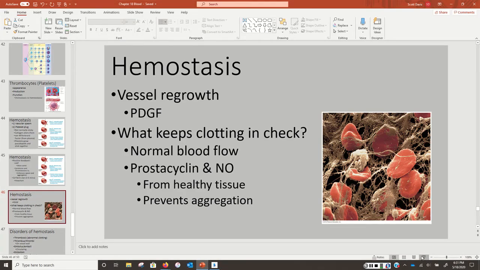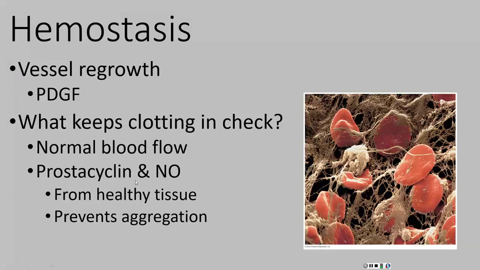So normal blood flow. Also, prostacyclin and nitric oxide, those are released from healthy tissue. So not damaged tissue, but healthy tissue. And they prevent aggregation of platelets, which is what we would want if we don't need a blood clot.